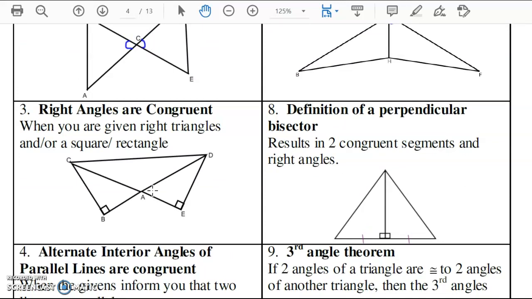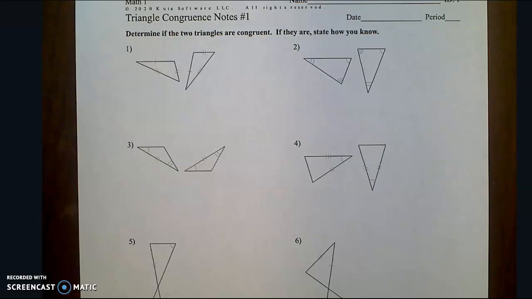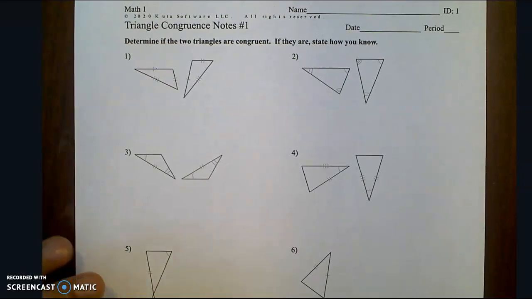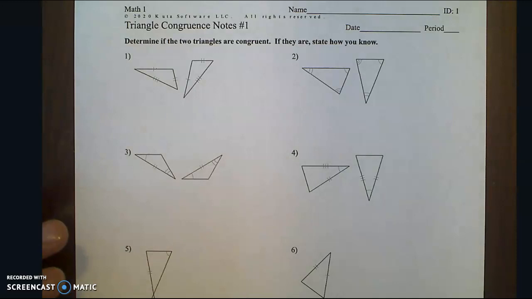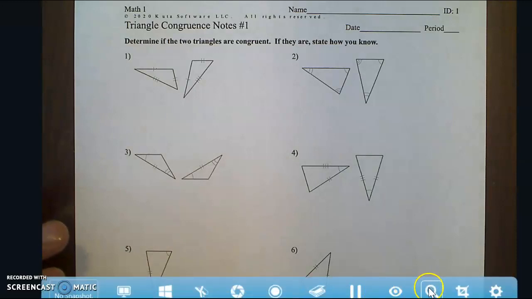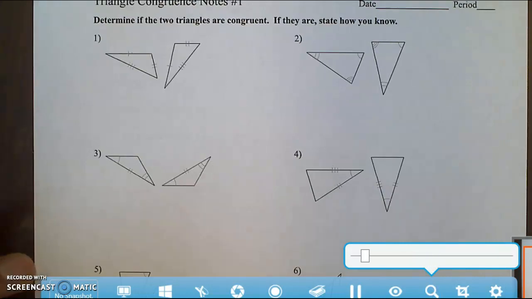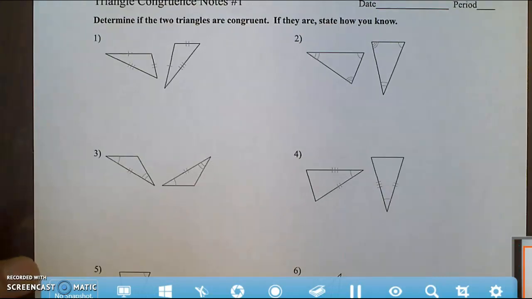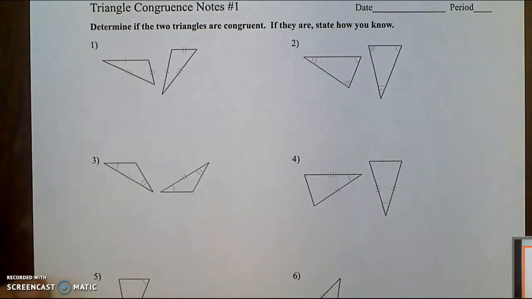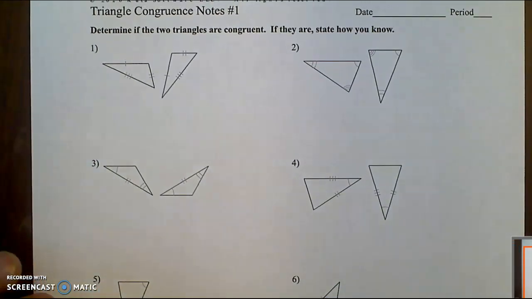So we're going to move on to the note sheet. Let's get the note sheet up here. Here we're going to practice using those postulates we talked about. Let me zoom in here a little bit. We want to determine if the two triangles are congruent. So again, based off of the markings, can we use any of those postulates?